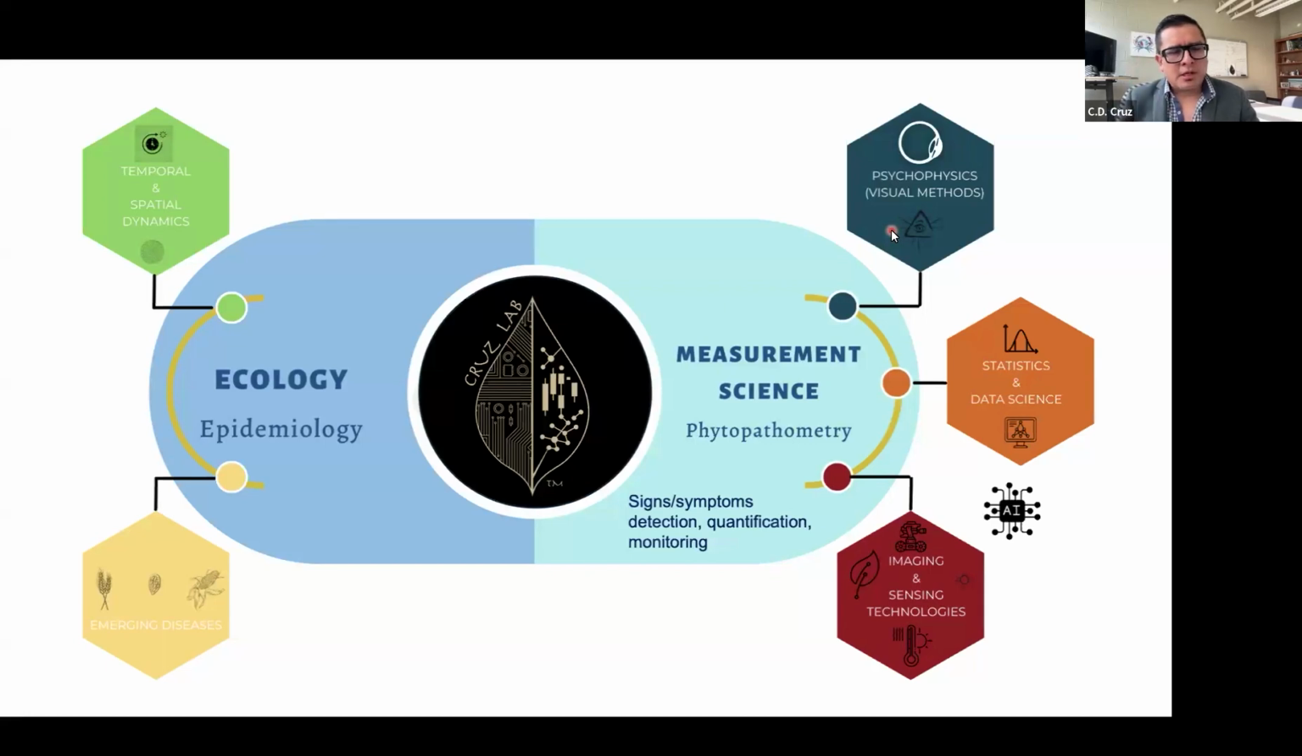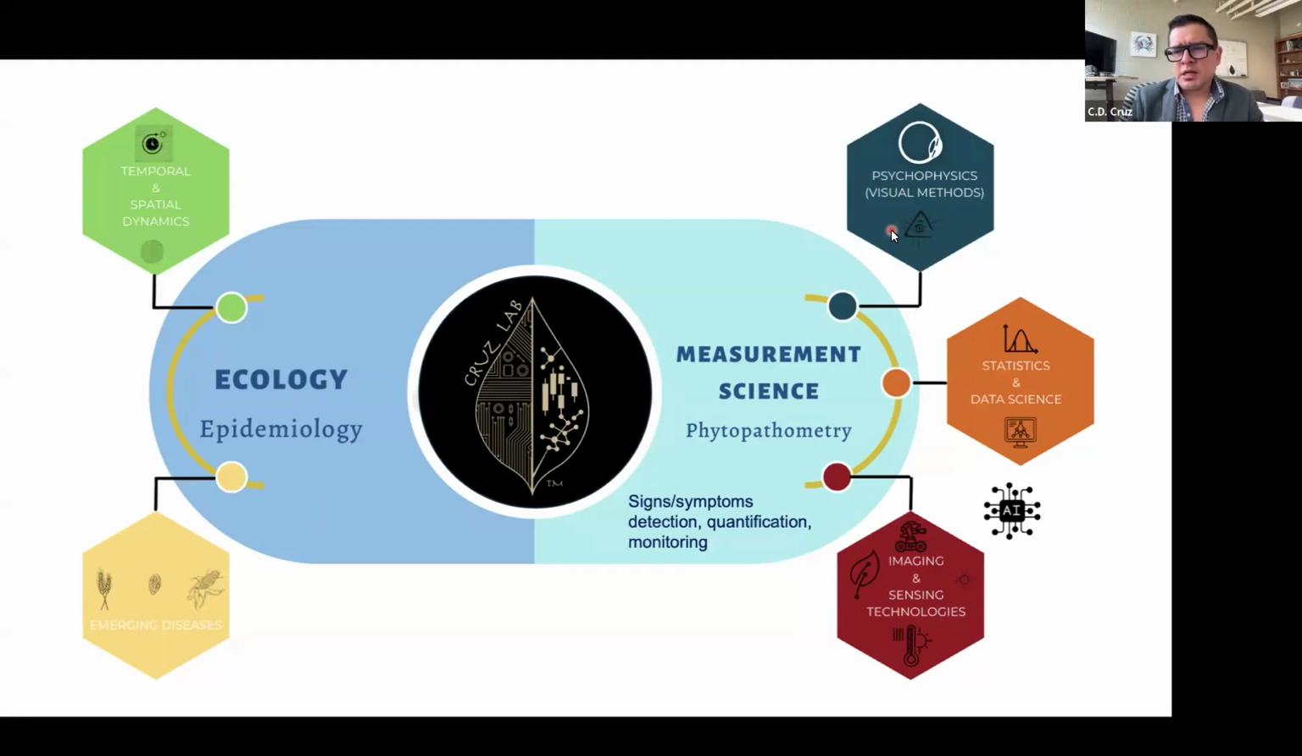So there are two main interests in our lab. On one side, we have the measurement science, or what we call phytopathometry. Here we're dealing with different ways in which we can measure disease primarily. There are different methods. Visual assessment is the traditional one, but with the advent of technology, we have been leveraging the potential of imaging and other types of sensing technologies to acquire information and extract data from those files.